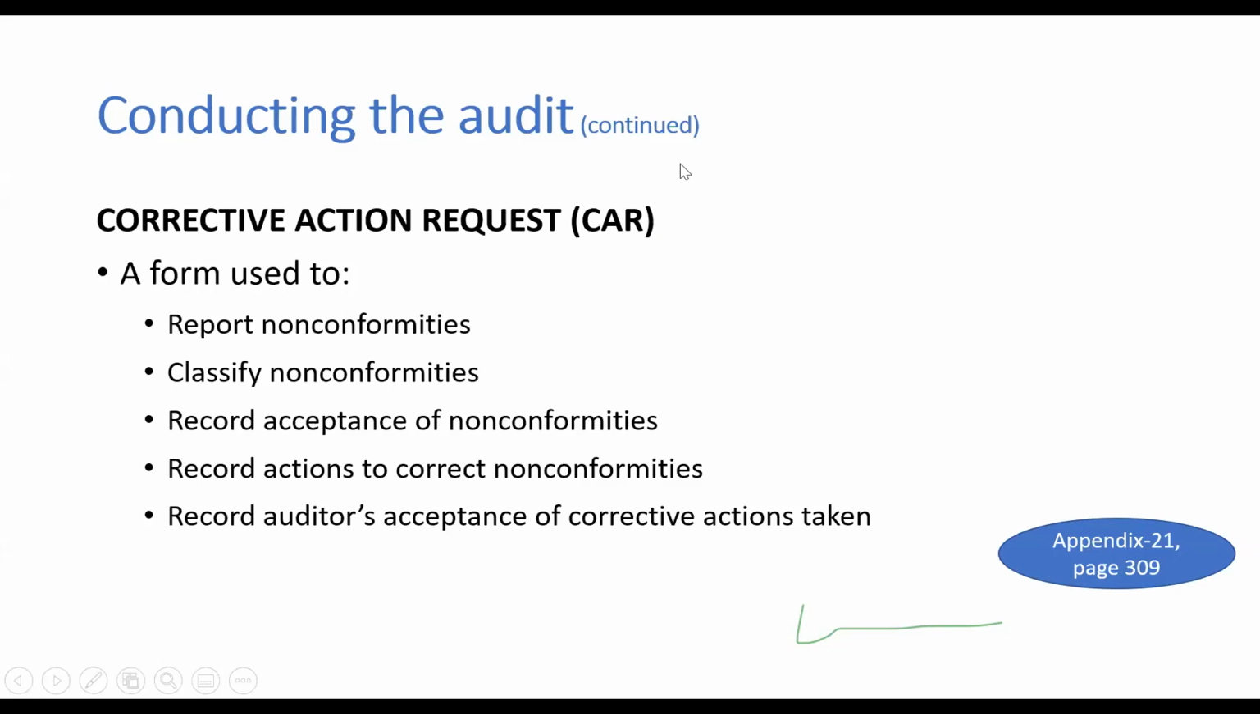So now you will not forget about CAR. The corrective action request will always contain the report of the non-conformity, classification of the non-conformity, acceptance of the non-conformity by the auditee, action to correct the non-conformity, and auditor acceptance. The root cause analysis, or the action which has been identified by the auditee, must be accepted by the auditor. So this is the CAR format you can see in appendix 21, on page 309.